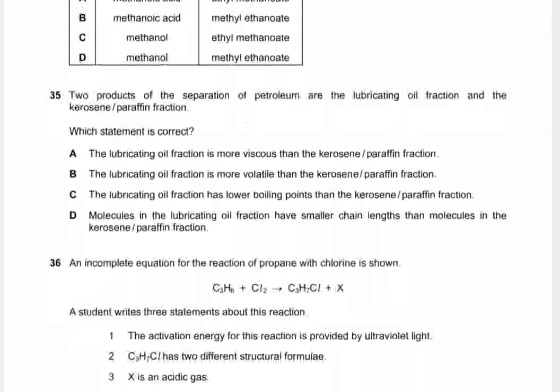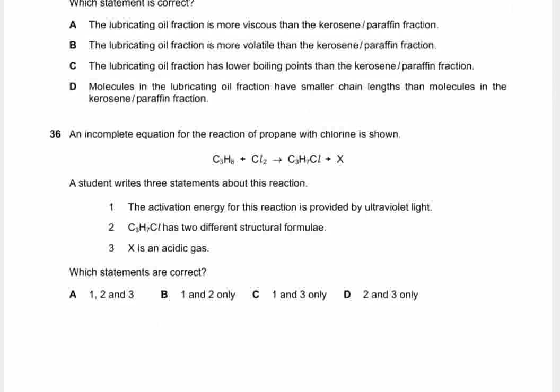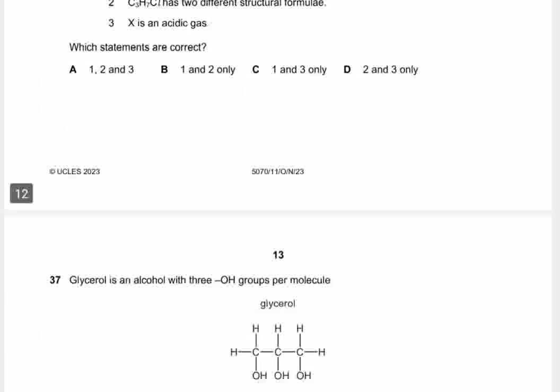An incomplete equation for this reaction is given to you, and you have to pick the correct statements below. The activation energy for this reaction is provided by UV. C3H7Cl has two different structural formulas. X is acetic acid. Yes, all of these three options are correct. So E is the correct option here.